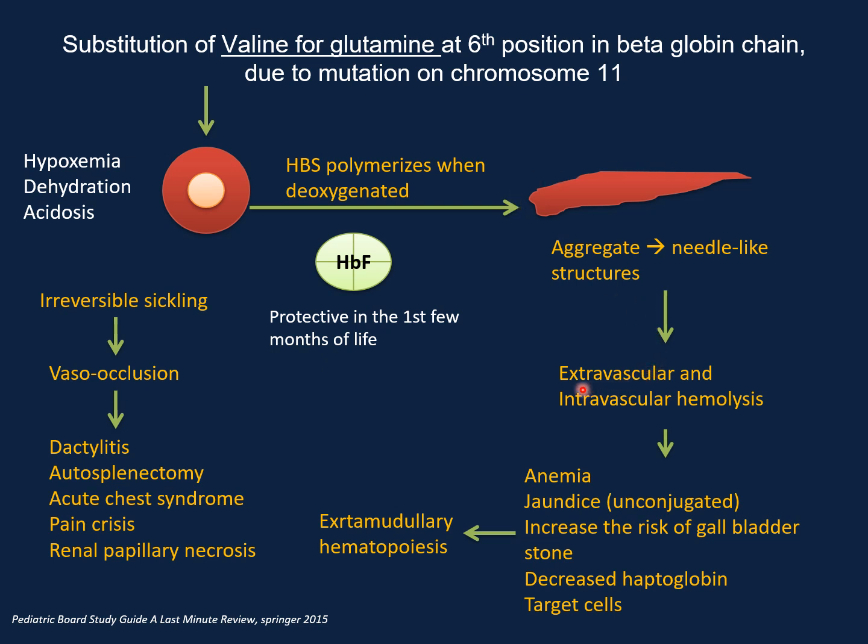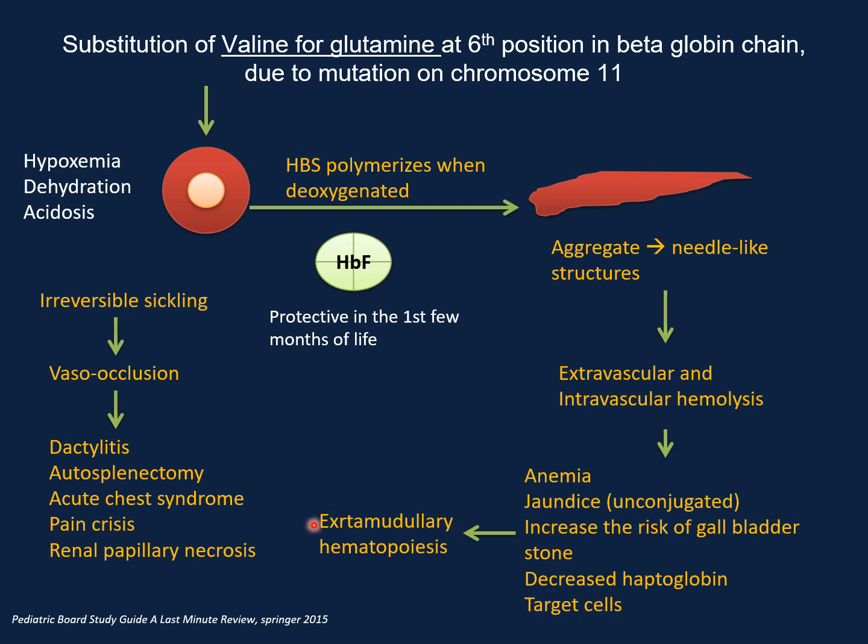The hemolysis occurs extravascular in the liver and the spleen, and or intravascular within the blood vessels, and both will present with anemia, decrease in hemoglobin and hematocrit, and jaundice, which is increased level of unconjugated bilirubin. This excessive amount of unconjugated bilirubin will be taken by the liver to make bile, and this will increase the risk of gallstones. Also the haptoglobin will try to save some of the hemoglobin to keep some iron, so the haptoglobin will be decreased, and this will also be associated with target cells.